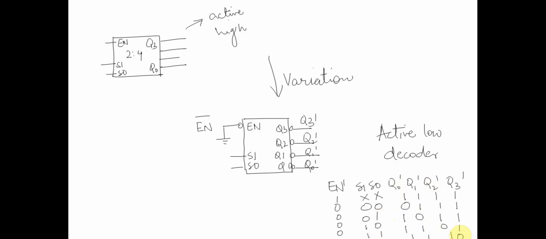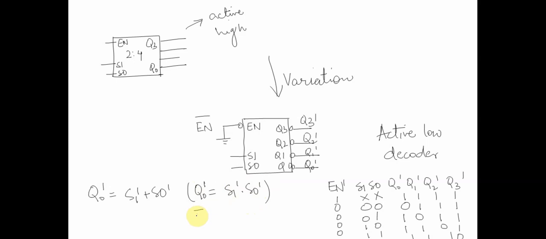Now here we can simply say that Q0 bar, which is 0 over here, is equal to S1 plus S0, or basically, since Q0 is equal to S1 bar dot S0 bar, right?